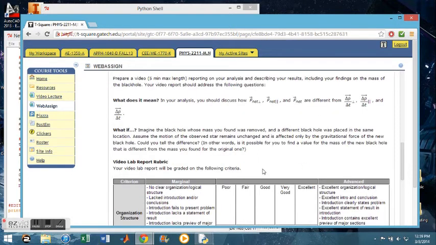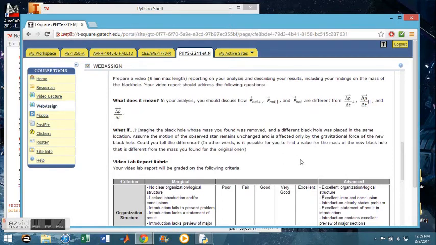To the what if question. The what if question is that our black hole that the star is orbiting around is replaced with a different black hole in the same location. We know that the star's motion remains unchanged. So if the star's motion remains unchanged, that is our dp/dt, that means that F net must remain unchanged due to Newton's second law.